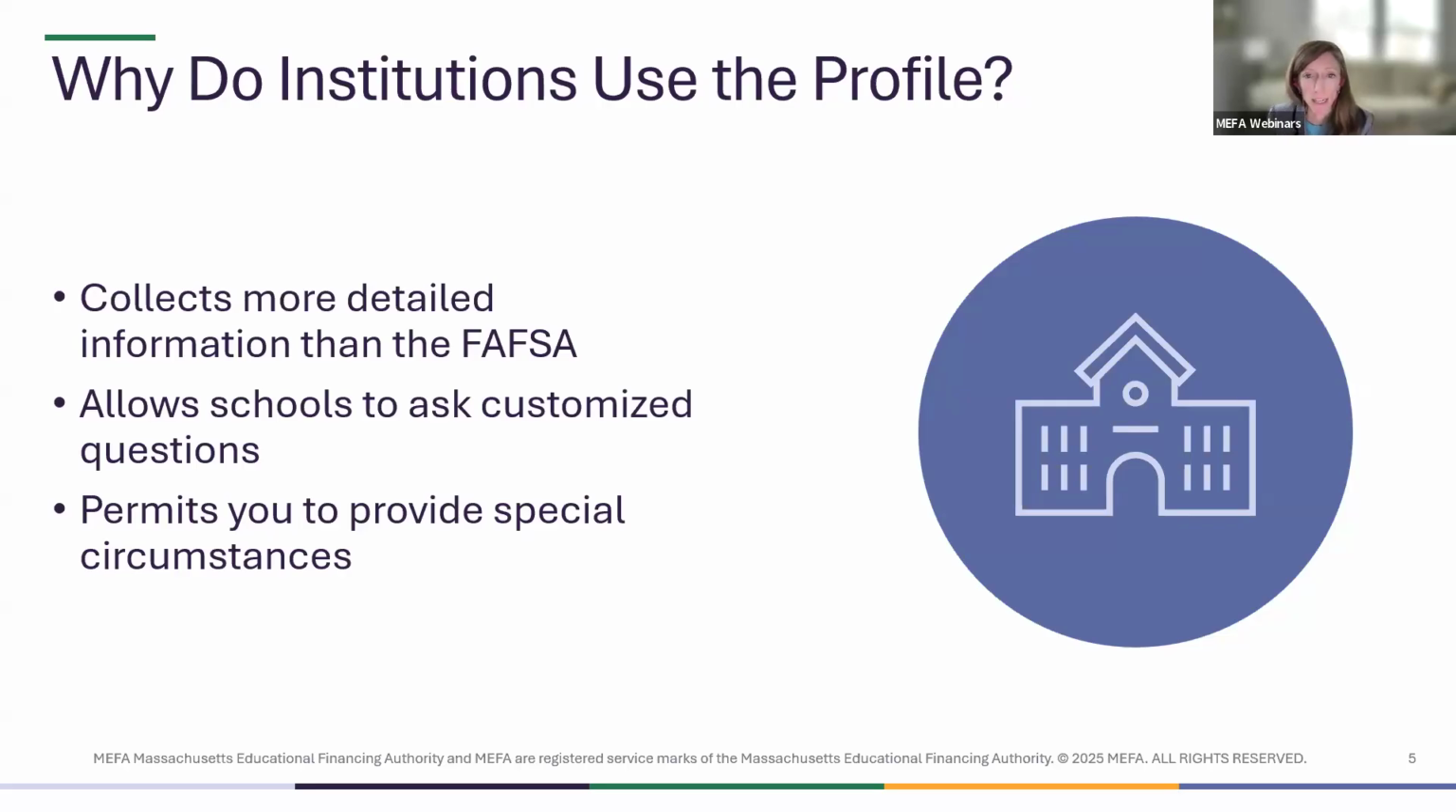The profile is great in that there's a special circumstances section where you can type in a note to the financial aid office. I was at a financial aid office for years. We read every single note that we see. So if you want a message to get to the financial aid office that's reviewing your CSS Profile, go ahead and type that into the special circumstances section, and they'll get that note from you.